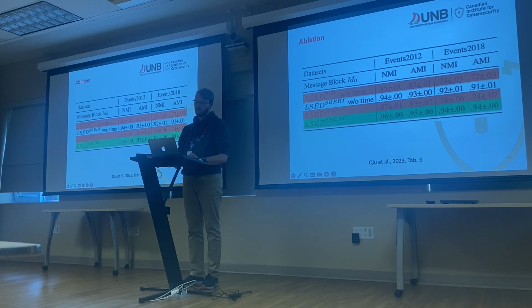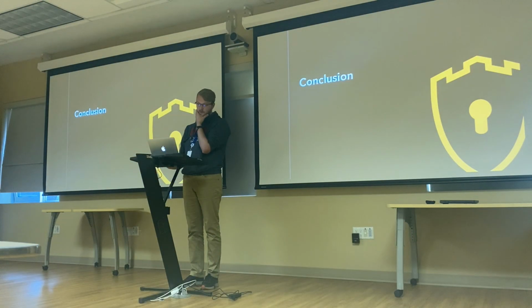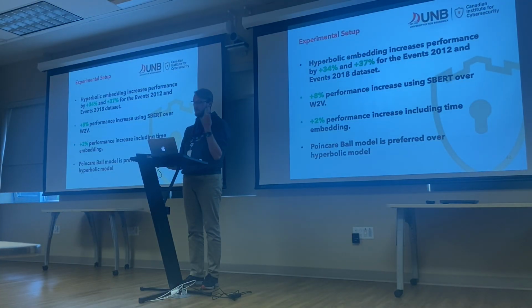We can also see this ablated with and without time. So time, adding that on to the sentence embedding, the thing we just talked about a little bit earlier, adds about 2% onto the performance. So in conclusion, the hyperbolic embedding increases performance by about 34% and 38% for the respective data sets. Using SBERT over the word-to-vec model increases performance by about 8%, and including the time increases performance by 2%. And lastly, the Poincaré model is preferred over the hyperbolic model alone.